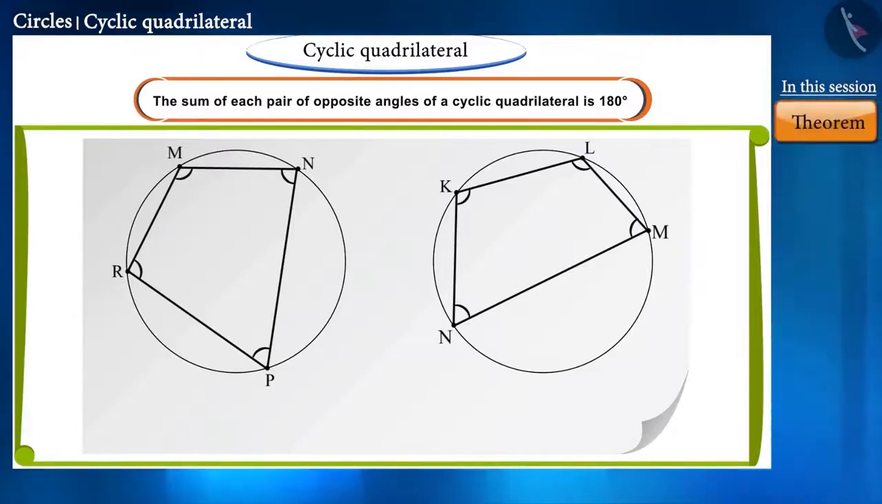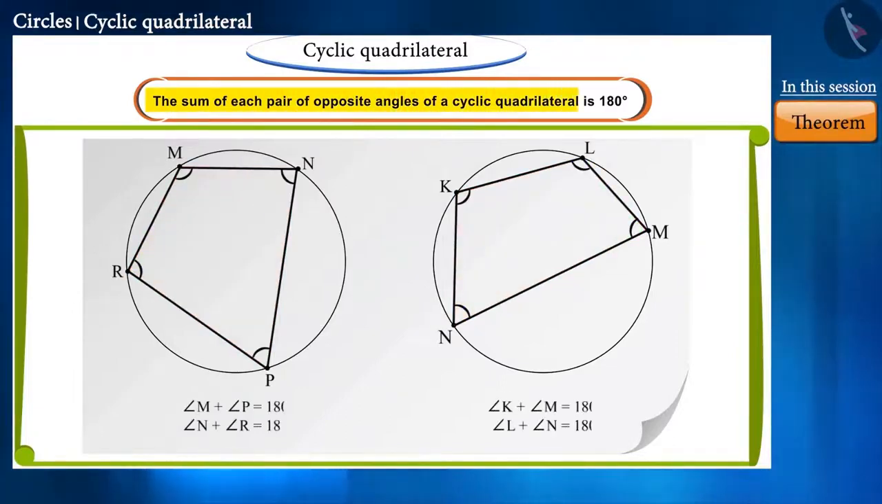Friends, this is a theorem that states that the sum of each pair of opposite angles of a cyclic quadrilateral is 180 degrees. We can also prove it mathematically. Let's prove it.